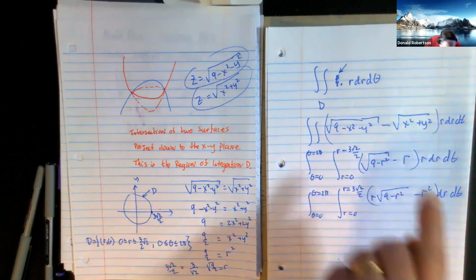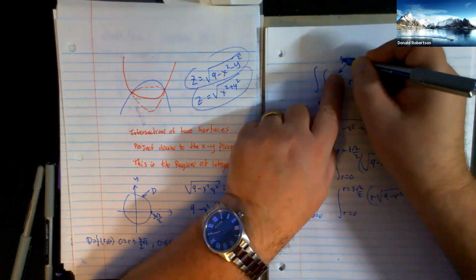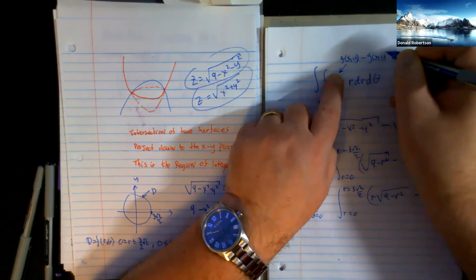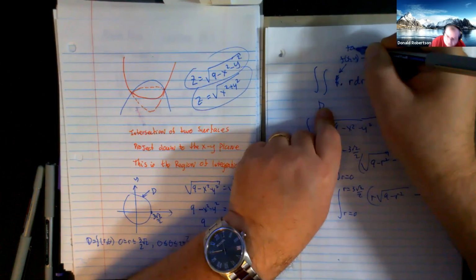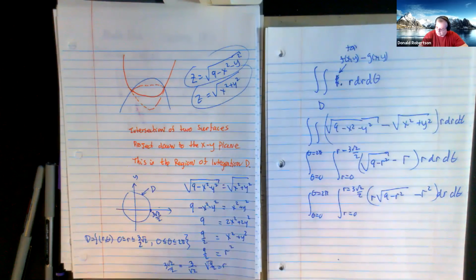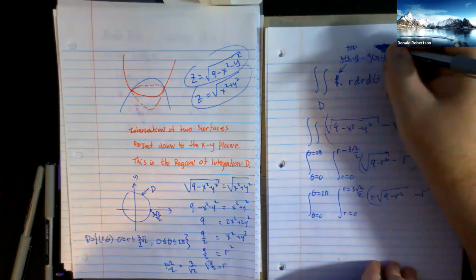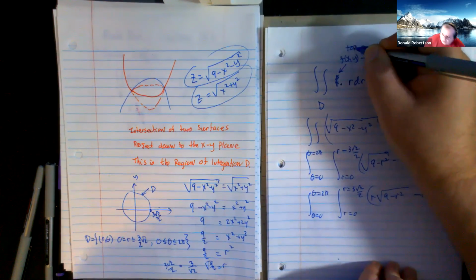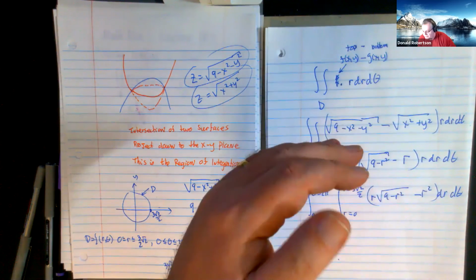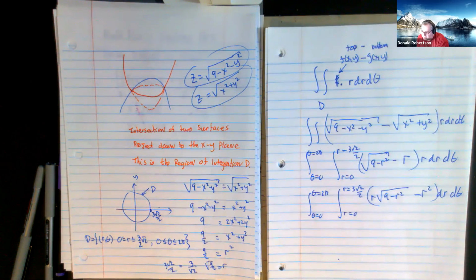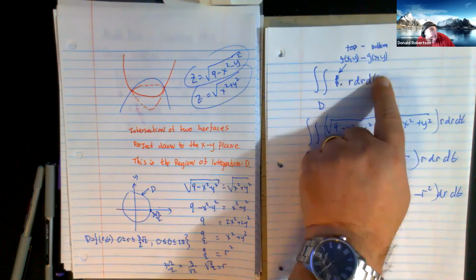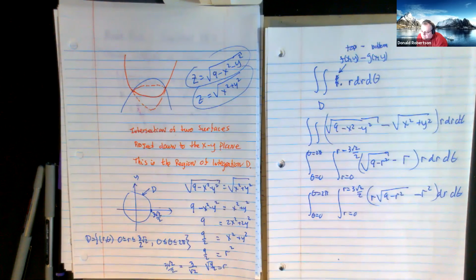So this fella here is basically top surface take away bottom surface. Whichever of the two surfaces is higher up goes first, and you take away whichever surface is below it. So top surface, its equation, take away bottom surface. And that calculation will tell you the volume of the intersection region.